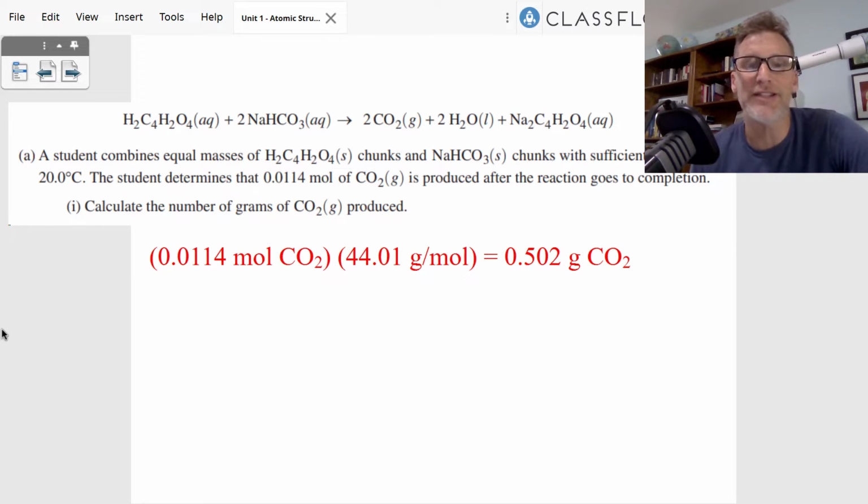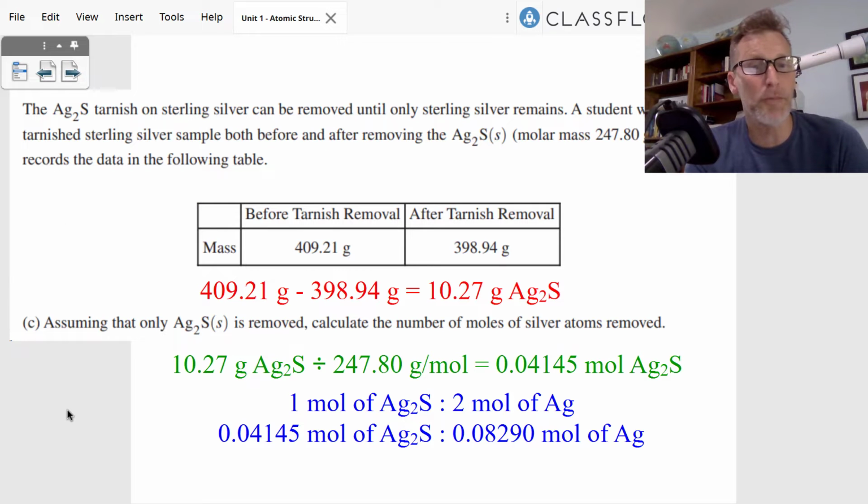You can see right here, this is an AP exam question. The student determines 0.0114 moles of carbon dioxide, and we want to know the number of grams. So what do we do if we have moles? We have to multiply by the molar mass. How do you find the molar mass? Add it up on your periodic table. So that times 44.01 grams per mole gives you 0.502 grams of carbon dioxide. So that's going from moles to grams, we multiply.